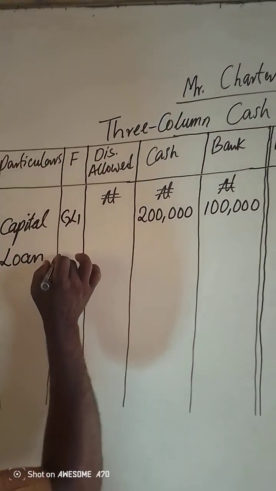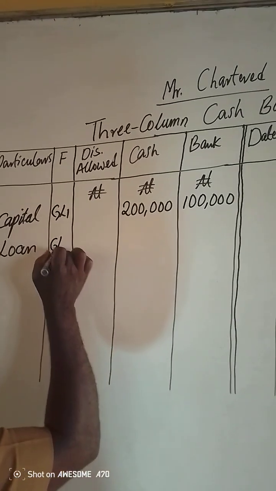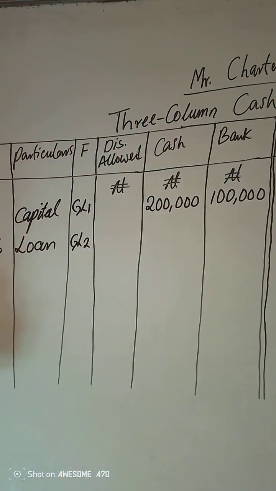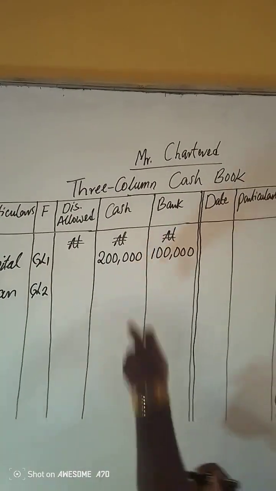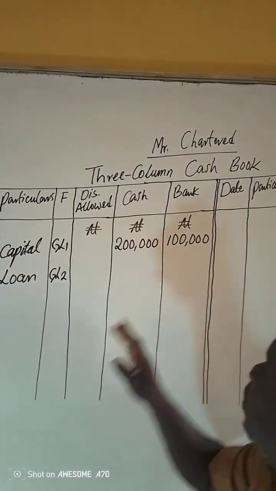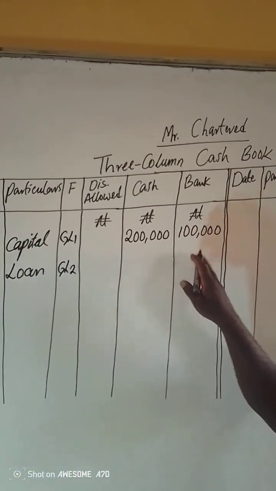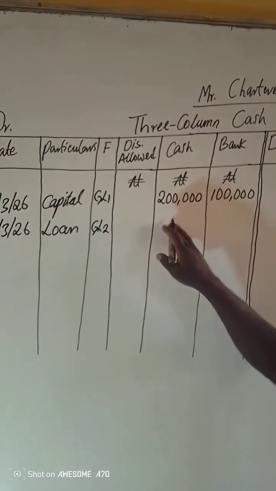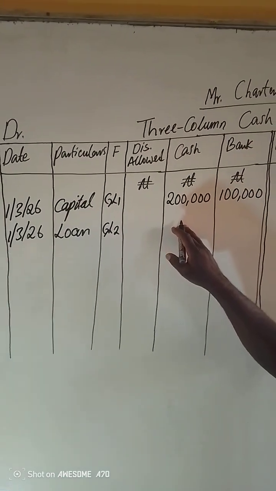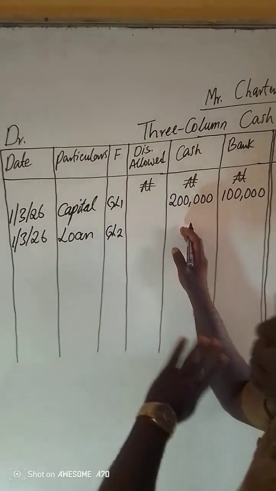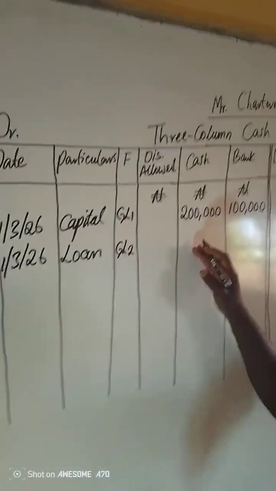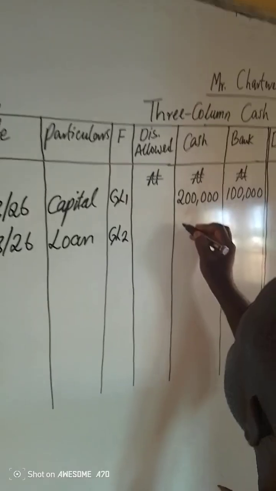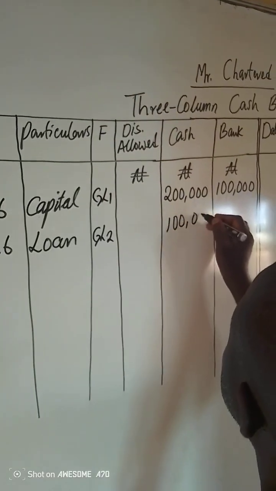Then coming to follow, this will be GL2. Then the loan will be by cash. Though cash is not mentioned here, don't put it under bank. So the money is received by way of cash. You take a loan from the bank, you take it mostly by cash. So whether cash is mentioned or not, the loan was taken by cash. And how much is the amount? 100,000. So that is how you treat such a transaction.